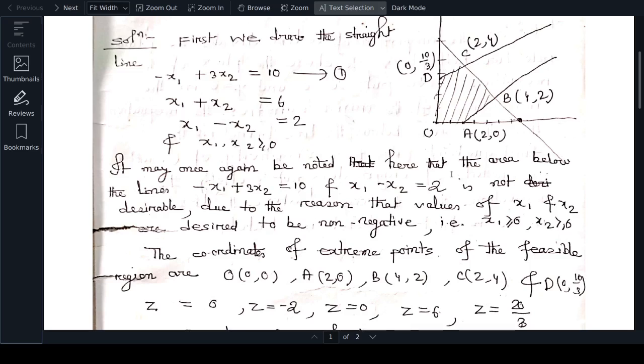So here, which Z value do we consider? Minus 2, 0, 6, 20 by 3. Which point or which value do we consider? Sir, the minimum value. So here which one is the minimum? Minus 2. So why do we consider the minimum value?